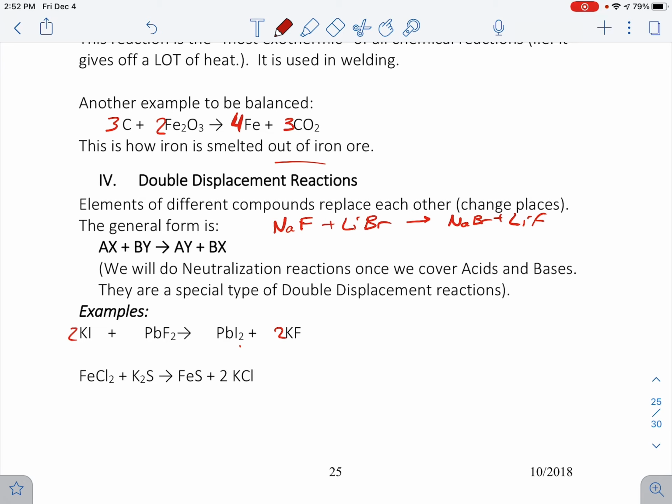Iron chloride mixed with potassium sulfide can produce iron sulfide and potassium chloride. What I really like is if you think about the words here: we have iron chloride, iron sulfide, potassium sulfide, potassium chloride. It's really straightforward when we put the words to it, and I think you can start to see how these things come together.